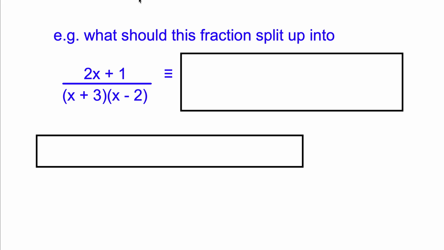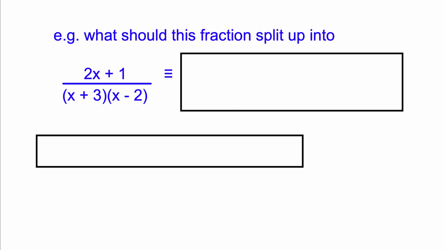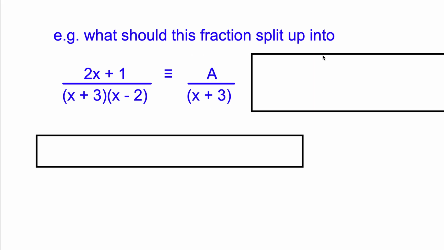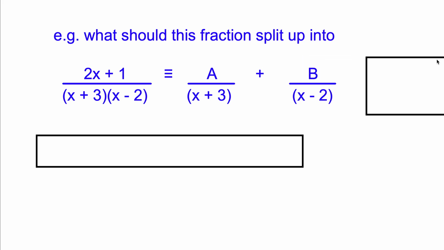It would be reasonable to expect the answer to become something that we don't know. Don't know what this 3 and the 2 will end up being, but it will be something over x plus 3. I'm going to write a over x plus 3 plus something else, a different number, might end up being the same, but we're going to assume it's a different number over x minus 2. And that will always be true.